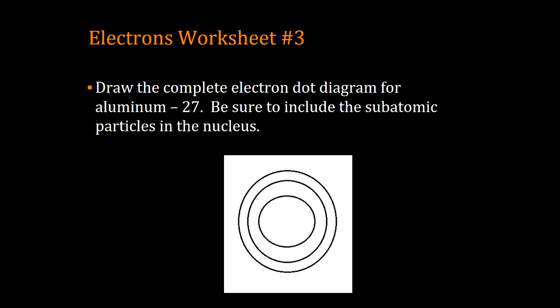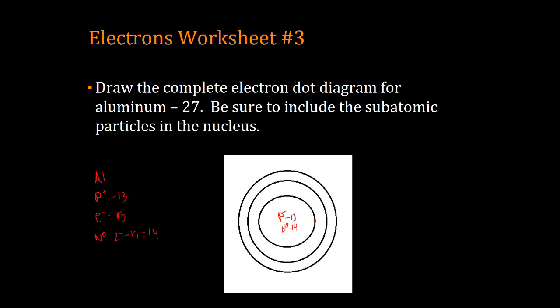We've got aluminum 27, and so we look up aluminum on the periodic table. Aluminum is element number 13, so that tells us it has 13 protons. That means it's got 13 electrons. And we also know that the number of neutrons is given by 27 minus 13, which is 14. So in my nucleus, I have 13 protons. I have 14 neutrons. That gets me my 27 particles.